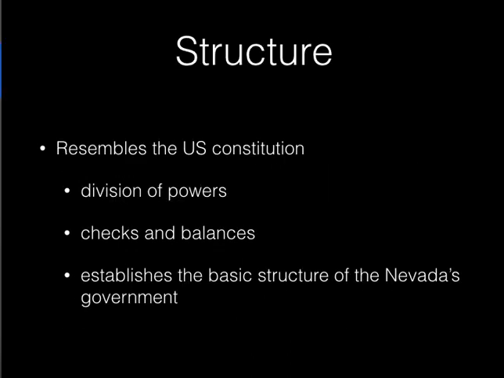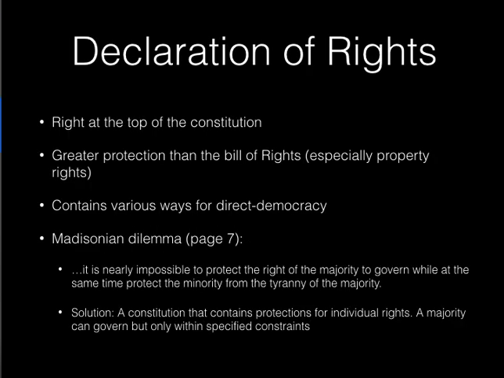Now, similarities: the structure is a lot like the U.S. Constitution. The division of powers between the three branches of government is similar. The checks and balances are almost identical, and the establishment of the basic structure of Nevada's government is the same as the federal government. Again, the Declaration of Rights is right at the top. They give a greater protection of rights than the U.S. Constitution, and Nevada also has several ways for direct democracy. We'll talk about those in a minute.